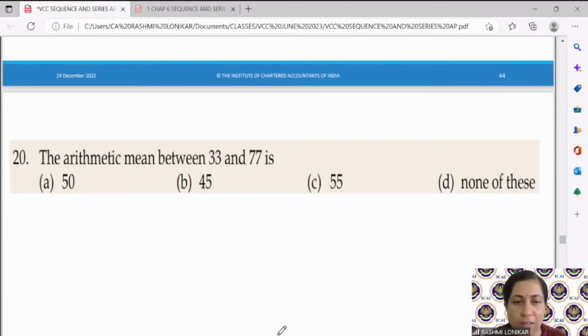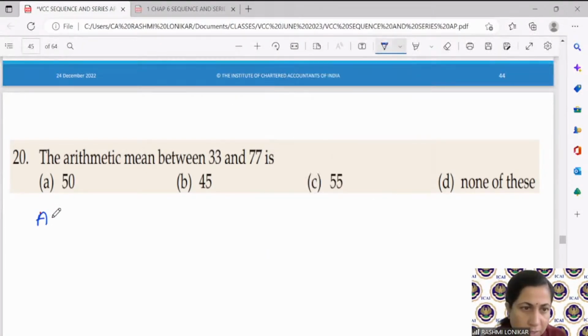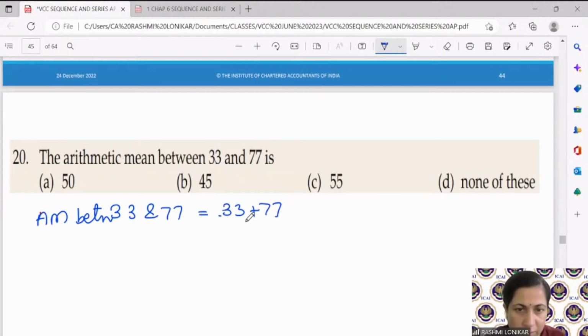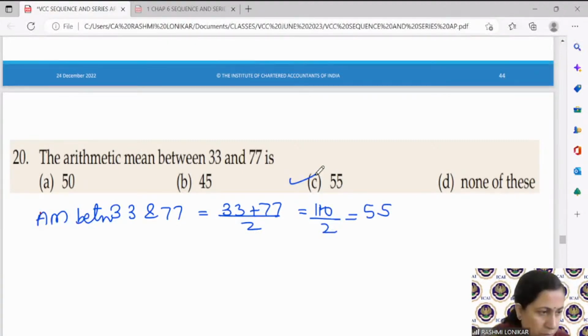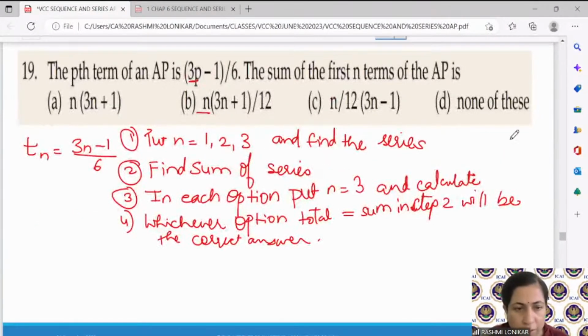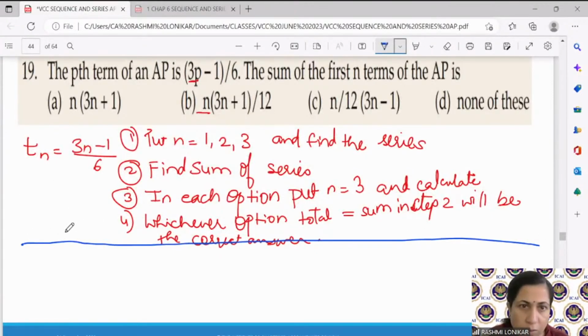Find the arithmetic mean between 33 and 77. So, the arithmetic mean between 33 and 77 is equal to (33 plus 77) upon 2, which is equal to 110 upon 2, which is equal to 55. So, C is the correct option.